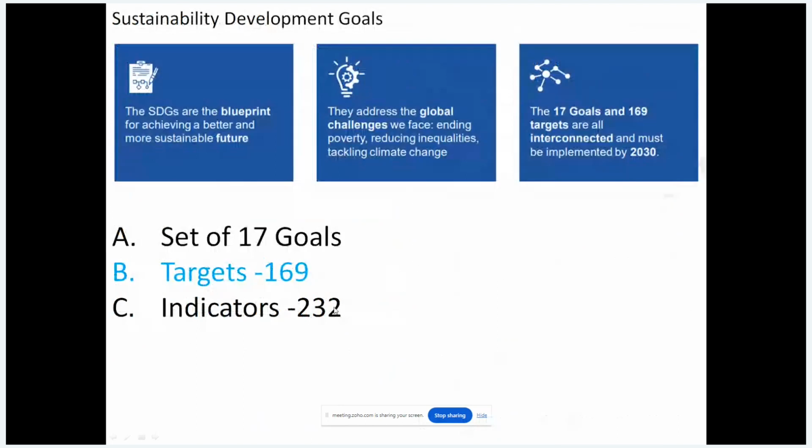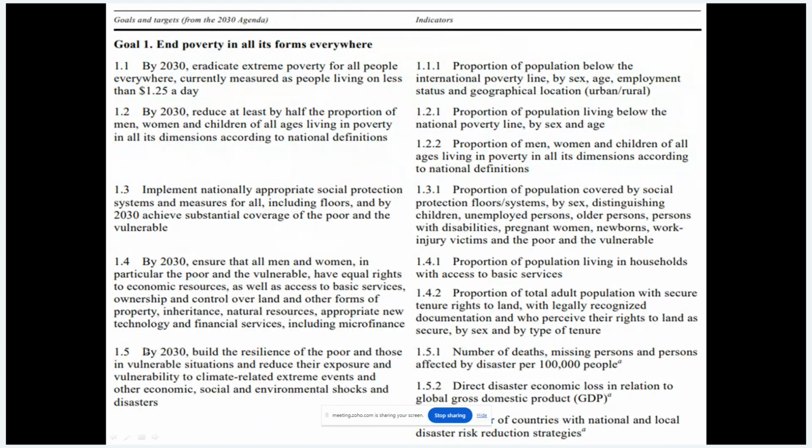And how many targets are there? Total 169. Out of that, these 5 targets are in goal 1, and in the same way, for the different goals, across the 17 goals, these 169 targets are distributed. And on the right side, you see the indicators, because you have a goal, you have a target. But how to measure the performance of the target? You have to have some indicator. So these indicators are also there. In all, there are 232 indicators for all the 17 goals.